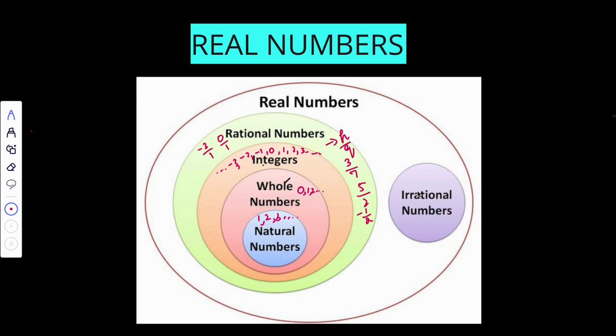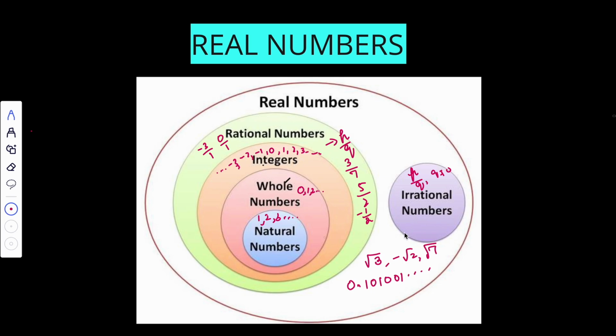Next we have irrational numbers. Irrational numbers are the ones which we cannot write in the form of p by q, where q is not equal to 0. That means numbers like roots of non-perfect squares, root 3, minus root 2, root 7, or numbers like 0.101001, which is non-terminating and non-recurring. All these numbers are known as irrational numbers. Now, what are real numbers? Real numbers is the set of all rational numbers and irrational numbers.